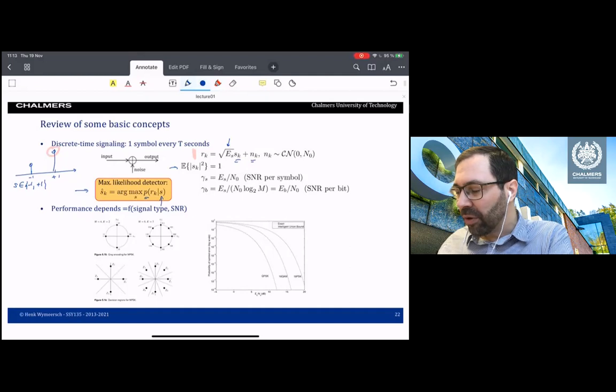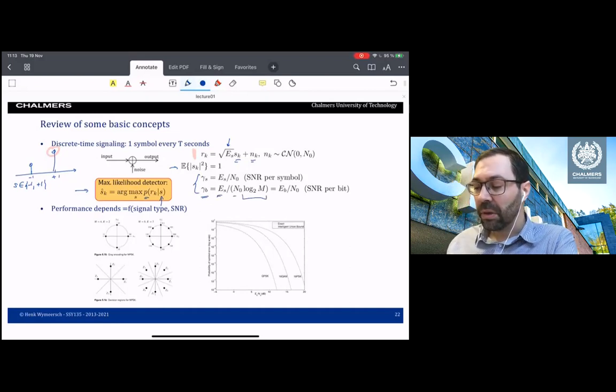To evaluate performance, we often use the SNR. There are two notions of SNR. There's Es over N0, which is the energy per transmitted symbol over the noise power. There's also the SNR per bit, which is Es over N0 divided by the number of bits per symbol, because the energy within a symbol needs to be distributed among those bits.